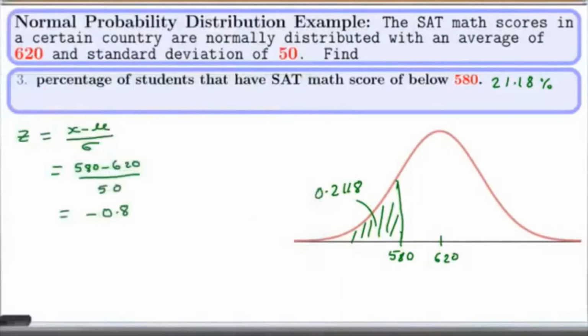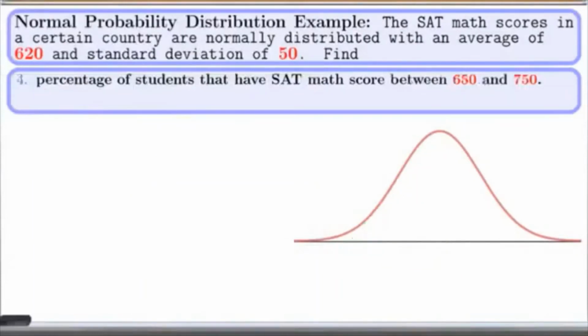Now let's look at the very last problem here. This one. Here we are supposed to find the percentage of students that have SAT math score between 650 and 750. Let's make a diagram for the given scenario. Our 620 is the mean, which is right here. That means our 650 is here, and our 750 is here. And we are interested in this area in between 650 and 750.